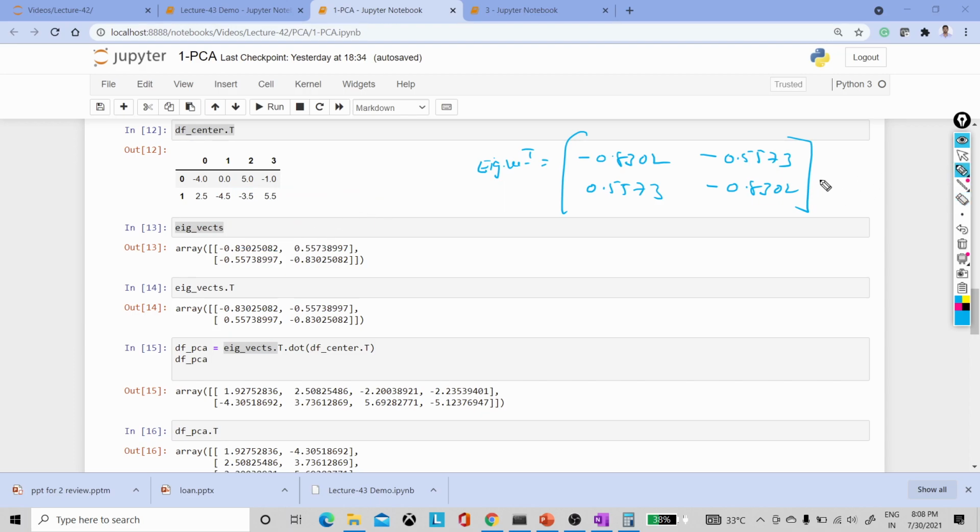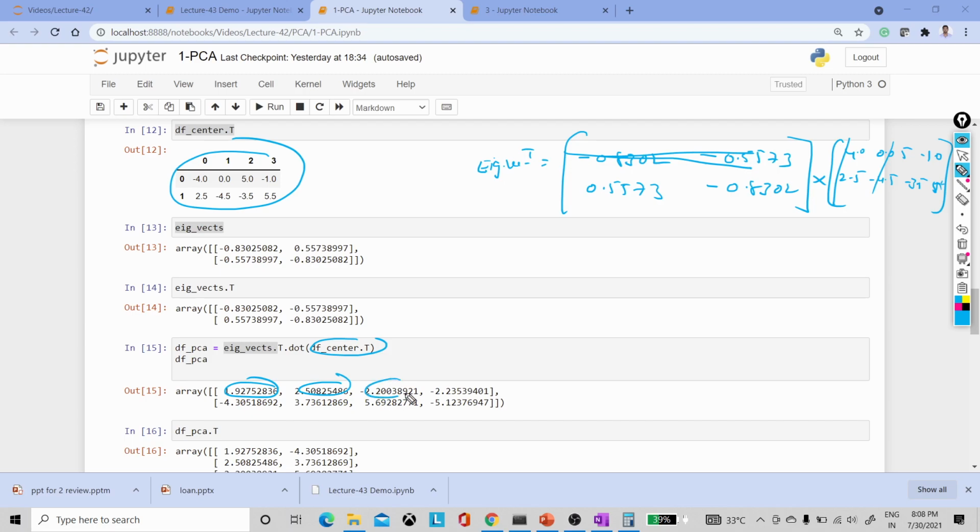And this can be multiplied with the df of center transpose. This is the df of center transpose, which means 4, 0, 5, 1, minus 1.0, 4.0, 0.0, and 2.5, minus 4.5, minus 3.5, 5.5. This term is multiplied with this term and you will get this answer, and this term is multiplied with this term, and like that you will get this answer. So we can get the PCA values, the principal component values. When you apply the transpose, these rows will be converted into columns.